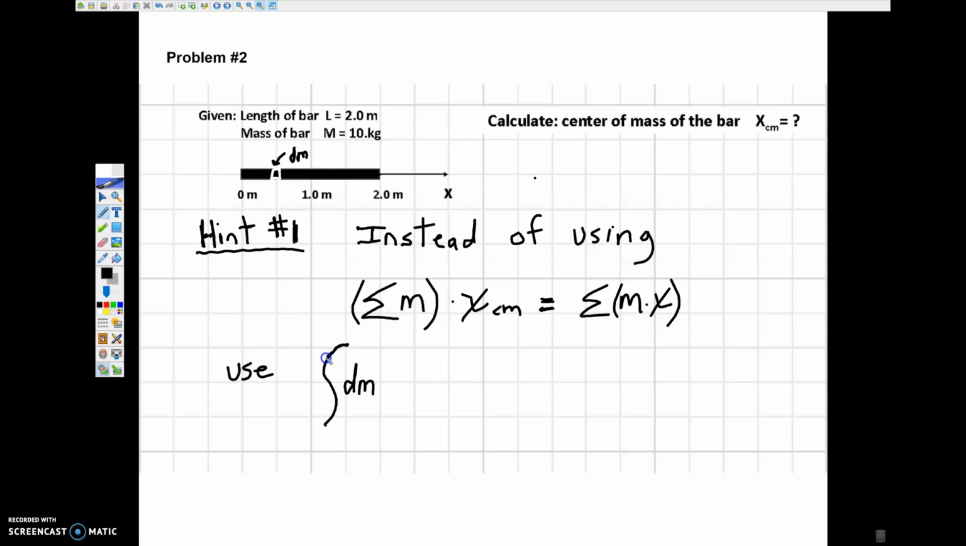If you're going to sum up all of those dm's and multiply that by the x-coordinate of the center of mass, which is the unknown, that's the thing you're trying to find, that's going to equal the integral, the sum of all of the dm's times each dm's x-coordinate, because each dm has its own unique x-coordinate.